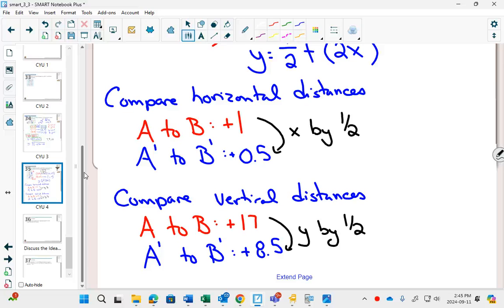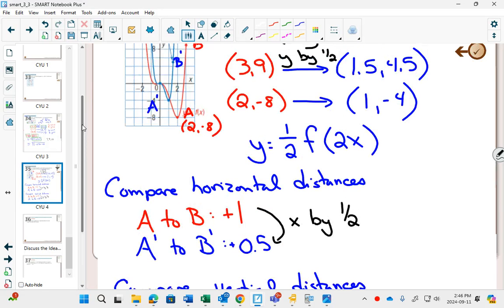It's connected to what you did before. It's easy to do the mental math and find it out. Later on, this method of comparing horizontal distances will be necessary to do this. But I'll show that to you later.